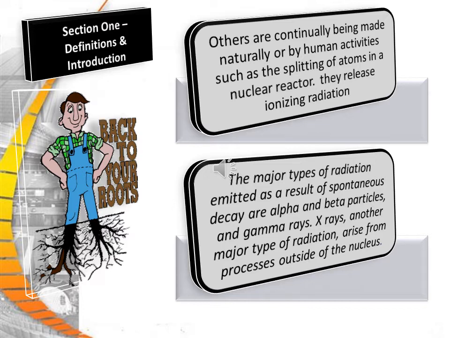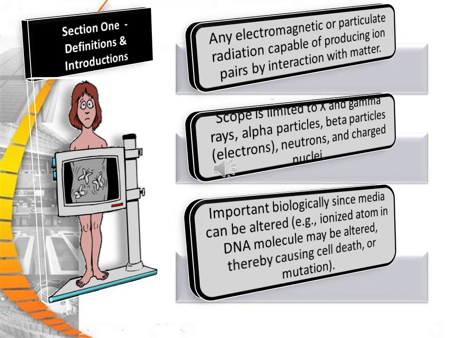Major types of radiation emitted are usually a result of spontaneous decay, such as alpha or beta particles or gamma rays. X-rays are another type of major radiation which arises from processes outside the nucleus. Ionizing radiation is any electromagnetic or particulate radiation capable of producing ion pairs by interaction with matter. Scope is limited to X and gamma rays, alpha particles, beta particles, neutrons, and charged nuclei. Important biologically since media can be altered.